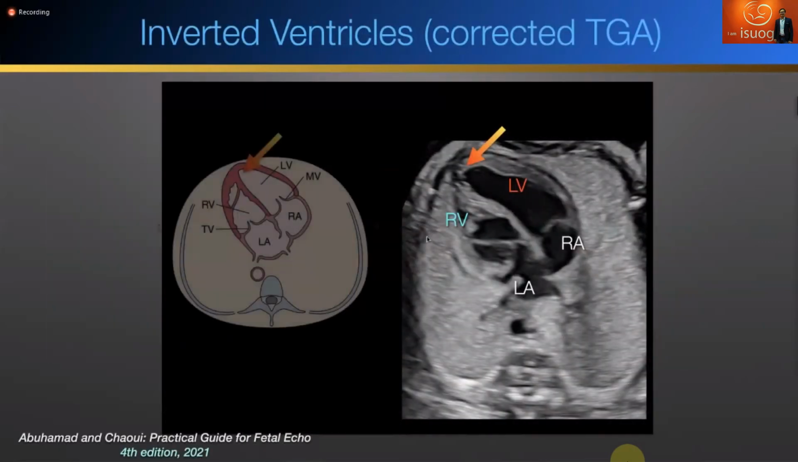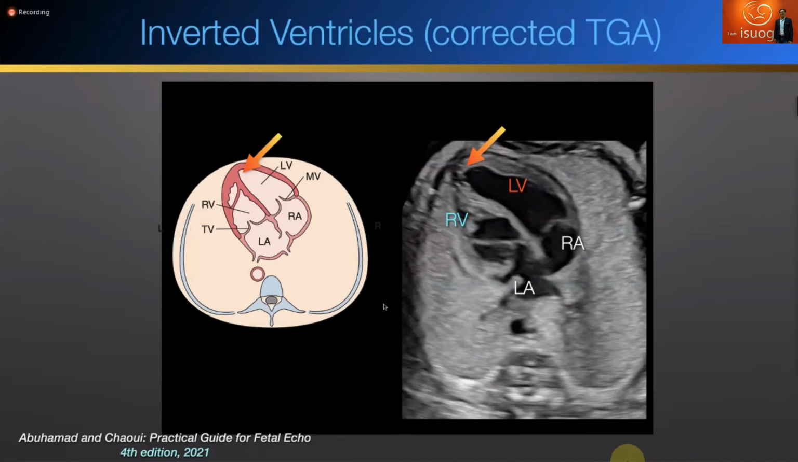And what you see here, if you work systematically, is that in front of the descending aorta you have the left atrium. You see it on the connection of the lung veins, but the ventricle connected to the left atrium is the right ventricle, because it has the trabeculation, it has the moderator band, and it is shortest. So the apex of the heart is formed by the ventricle on the right, which is the left ventricle. What we have here are normal atria, but inverted ventricles. And this is typically incorrect transposition of the great vessels.